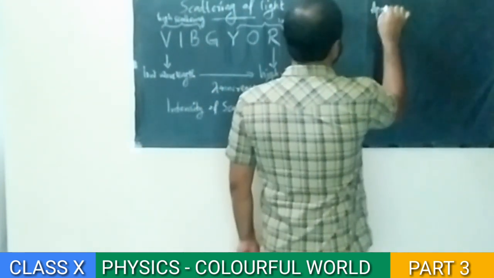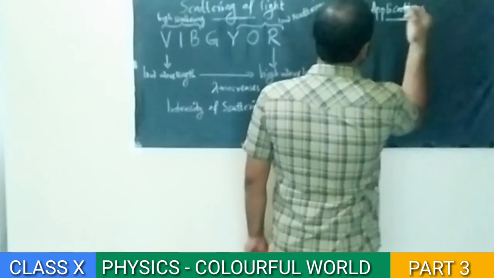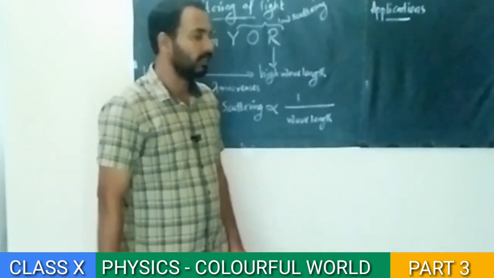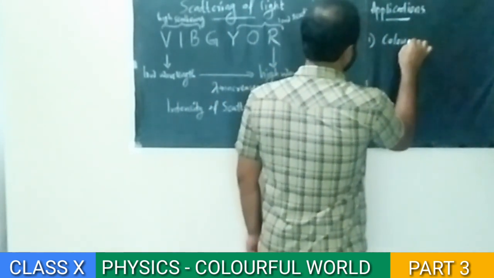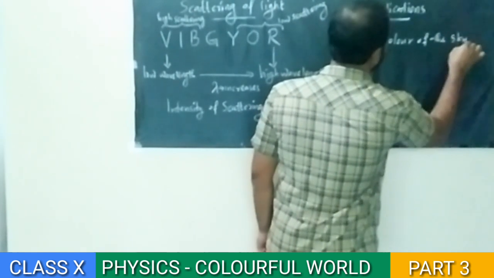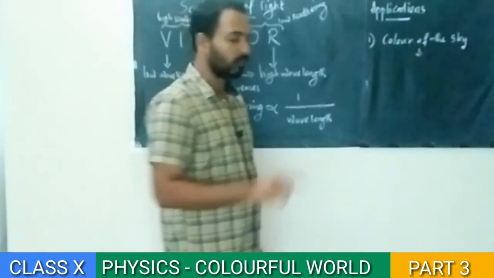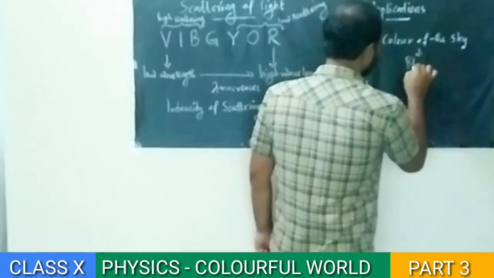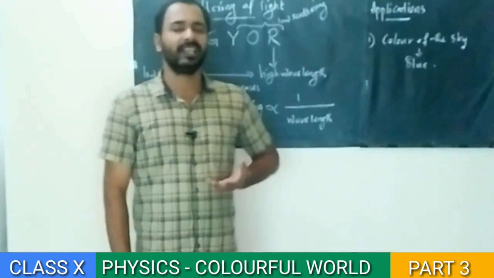Applications of the scattering. Number one is the color of the sky. What is the color of the sky? The color of the sky is blue. Why is the color of the sky blue?